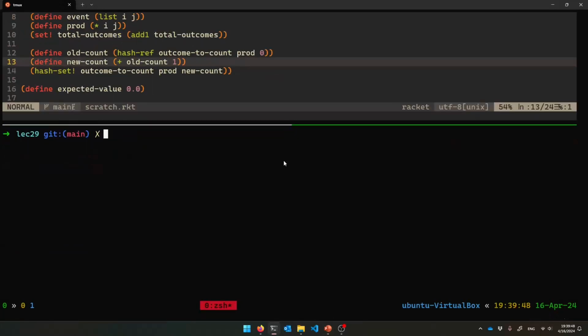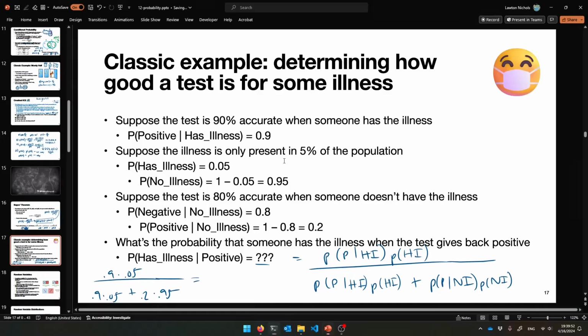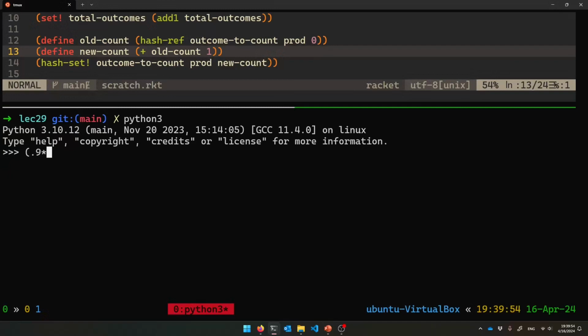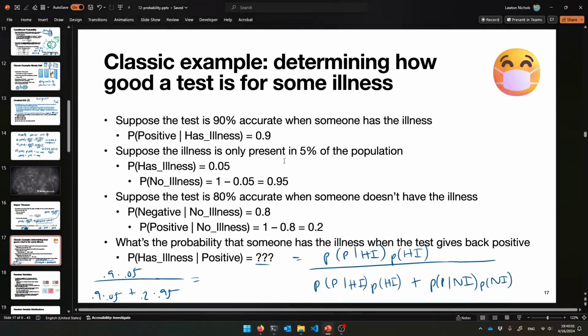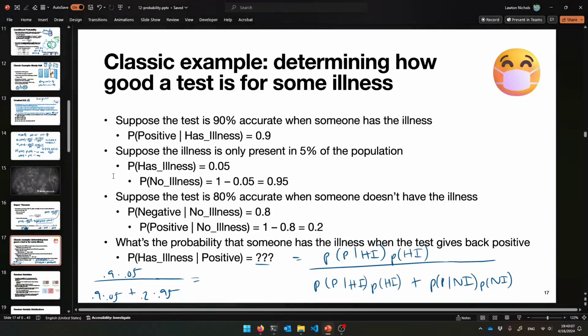All right, there are some other files that I'm going to show you later, but let's do this one. It's going to be, let's see, 0.9 times 0.05 divided by 0.9 times 0.05 plus, this time though, 0.2 times 0.95. And that is 19-ish%. 19%. So this is actually a pretty bad test, even though these numbers look pretty good.